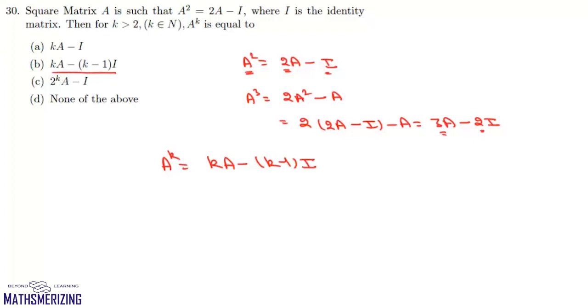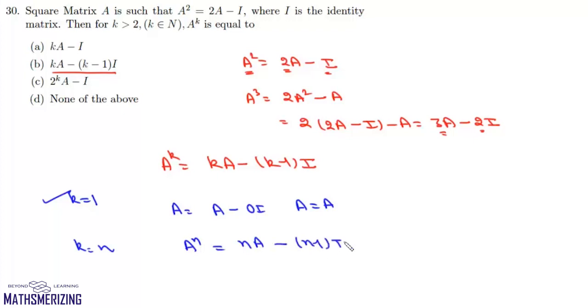Now we'll verify it using mathematical induction. If we take K as 1, we'll get A equals A minus 0 into I, which is A equals A. That means the statement is true for K equals 1. Now let it be true for K equals N. So we can write A to the power N equals N into A minus N minus 1 into I.